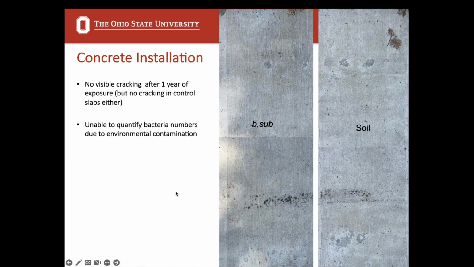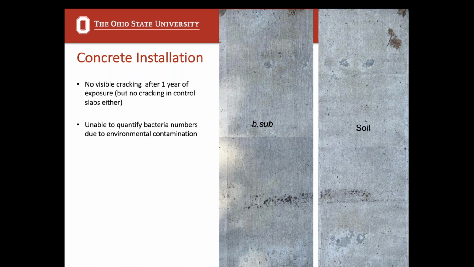And so again, I think we probably cast too high of quality concrete. We should have not gone for an ODOT specified mix, and we should have designed something with a lower cement content that was more prone to cracking, because after a year, the control did not crack at all. The bacteria slabs did not crack at all. So we're not seeing cracking in the bacterial slabs, which is good, but it essentially provides us not a lot of indication that anything was working.